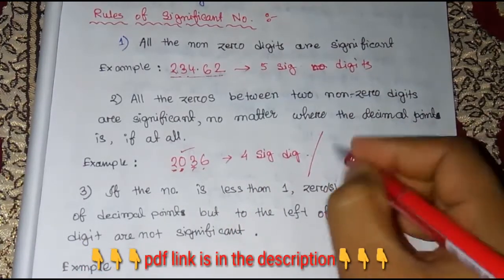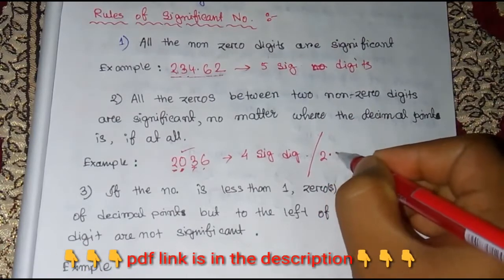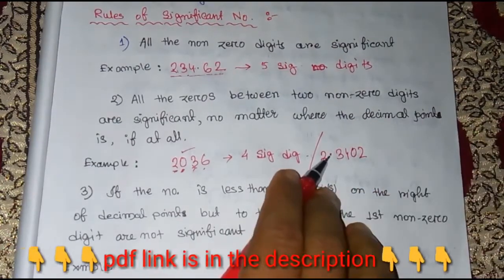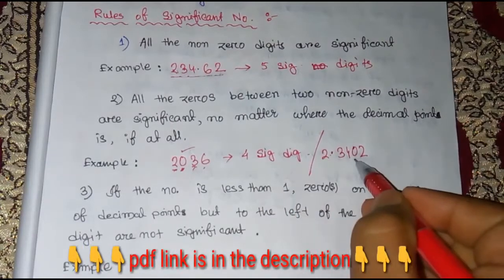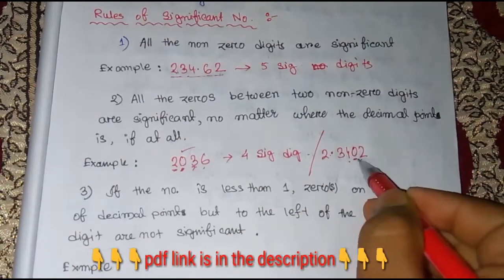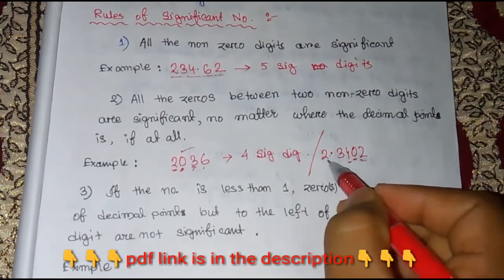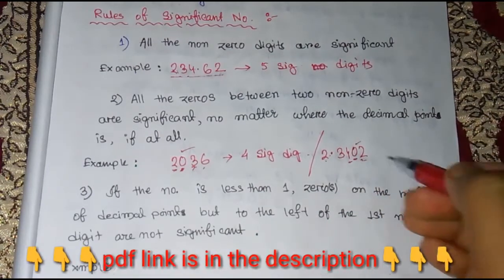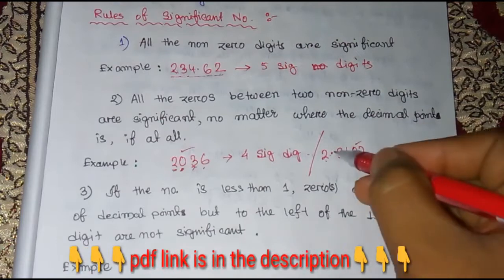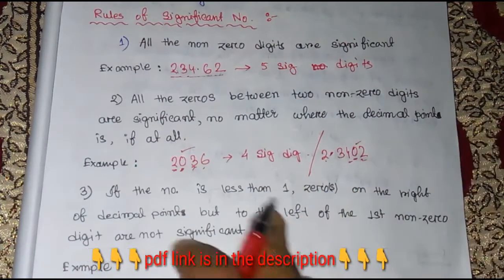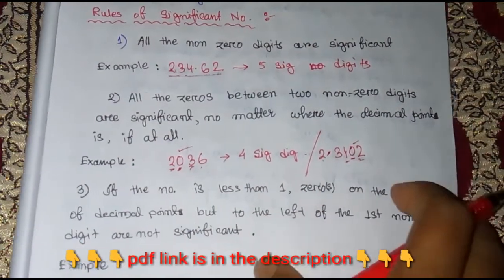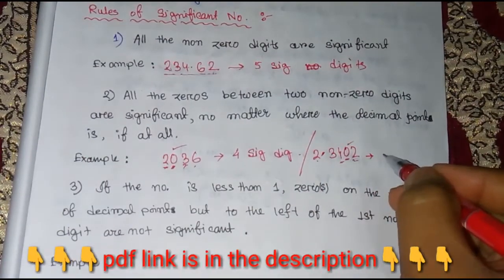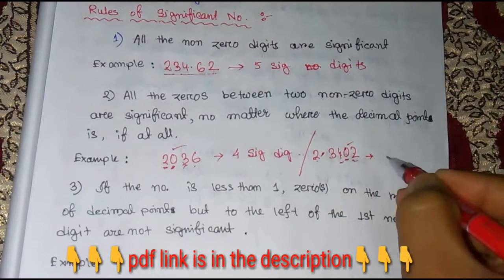Let's see another example. Suppose you have 2.3102. Here the decimal point is there, but this 0 is in between two non-zero digits, which are significant, so this 0 will also be significant. So the decimal point is not going to cause any problem here. The number of significant digits is 1, 2, 3, 4, 5.